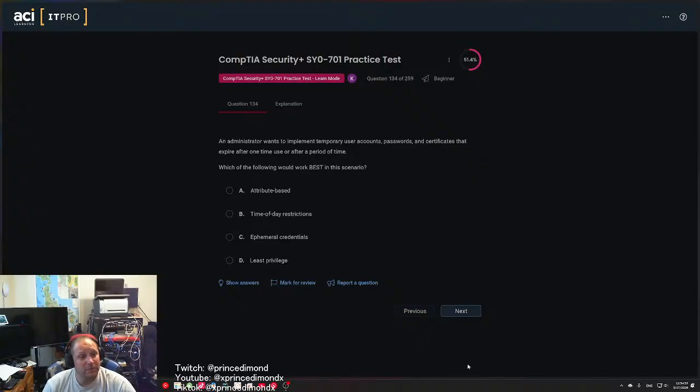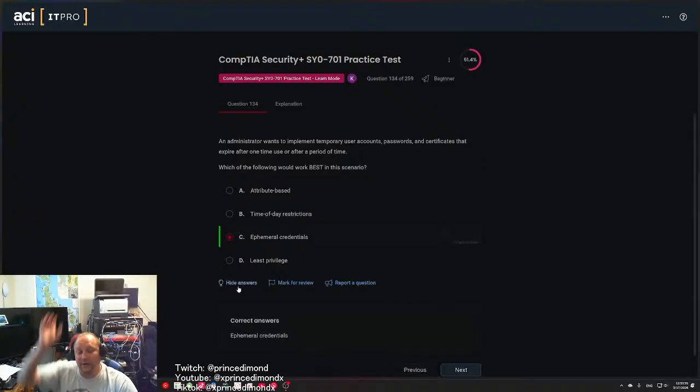An administrator wants to implement temporary user accounts, passwords, and certificates that expire after one-time use or after a period of time. Which of the following would work best in this scenario? Temporary user accounts, passwords, and certificates. So this is going to be interesting. These are going to be ephemeral credentials. So on the fly, as needed. Watch me be wrong. I'm gonna be so mad. Oh, I was right. Woohoo!